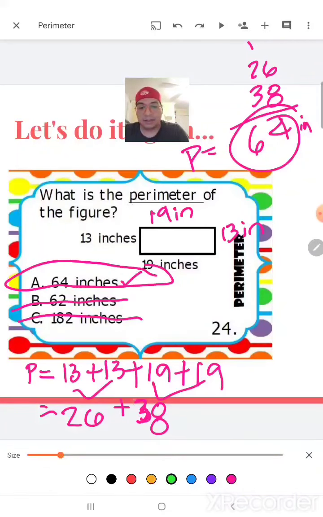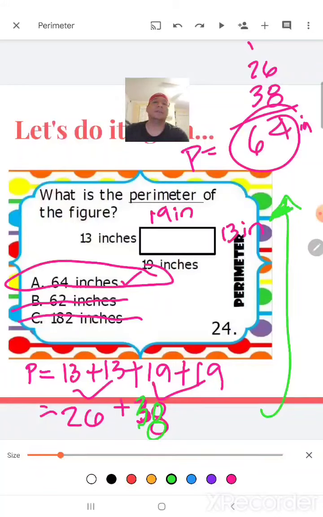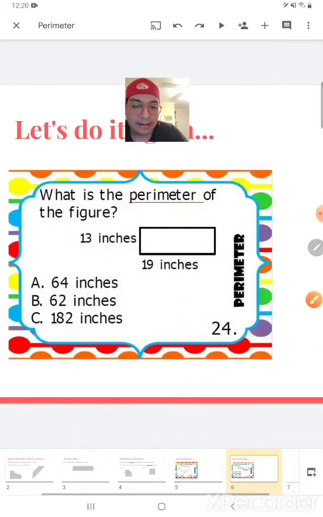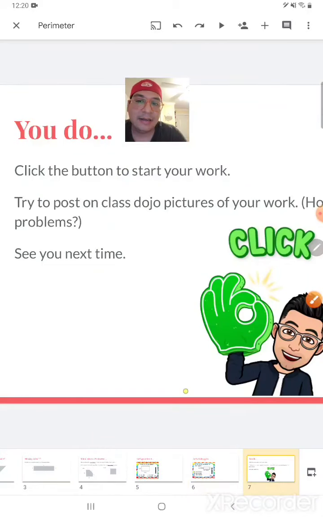Once again, let me change the color so you can see it. 38 was here. And so we went up here to solve it, to get more space to do it. And we added 26 plus 38, which gives us 64 perimeter. Once again, you have to pause it, rewind it, and play it over again. So that's how we solve that one. Let's go to our last slide here.